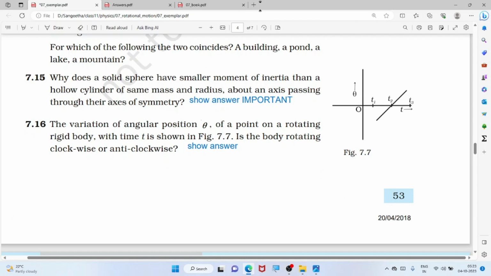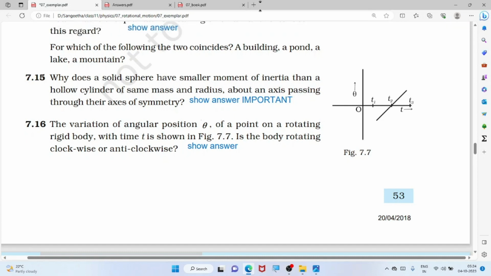Why does a solid sphere have a smaller moment of inertia than the hollow cylinder? This is very important. A hollow cylinder weighs less than the solid sphere, but still the moment of inertia of the solid sphere is less than the hollow cylinder of the same mass and radius. Same mass and radius, that is important, about an axis passing through the axis of symmetry.